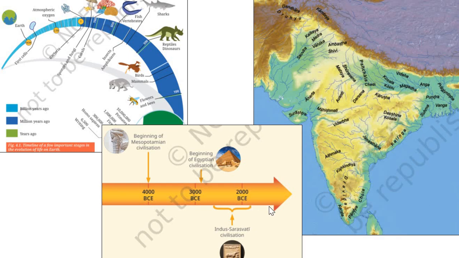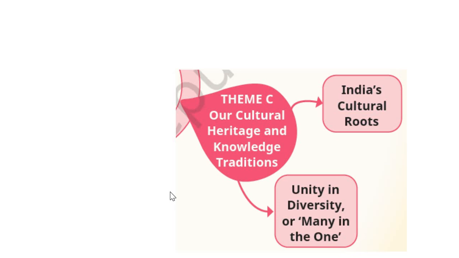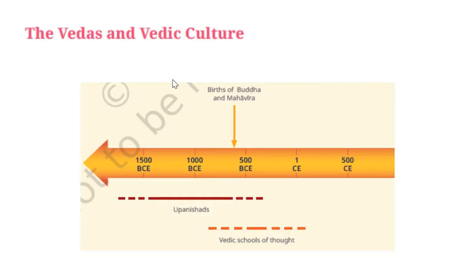Linkage in timelines. So you will learn about them here. Okay, the third theme is regarding our cultural roots and knowledge traditions, where we will talk about various Vedas and the Vedic culture. Say for example, what was the timeline of the Vedic school of thought? It was centered around, say, from 1000 before Common Era to 1 Common Era.